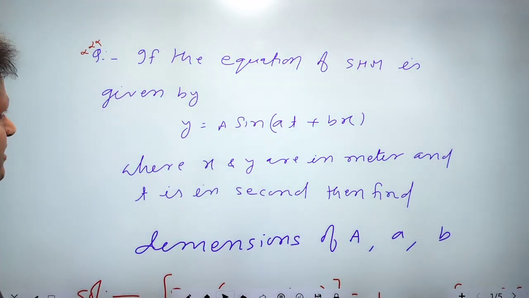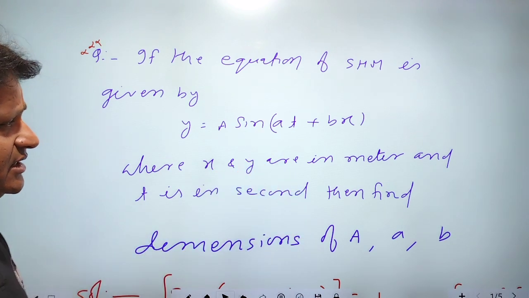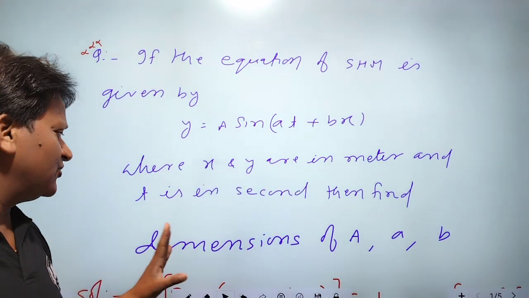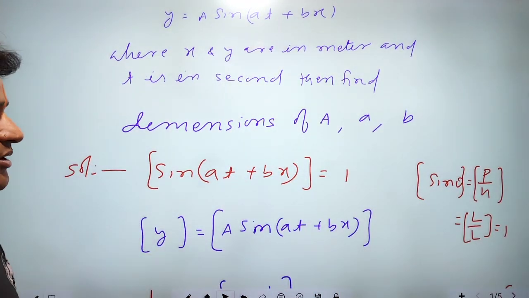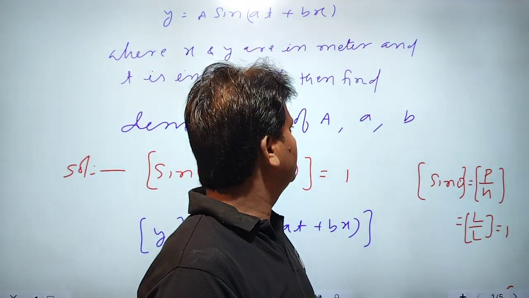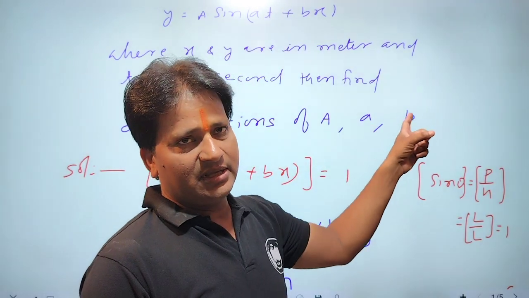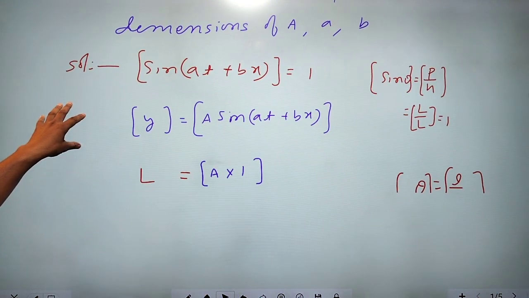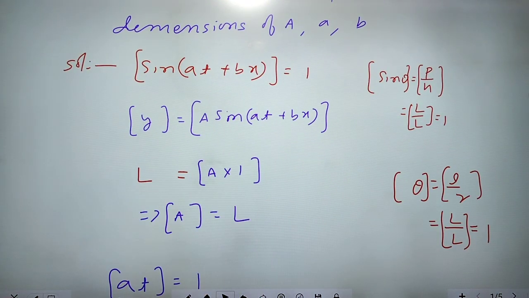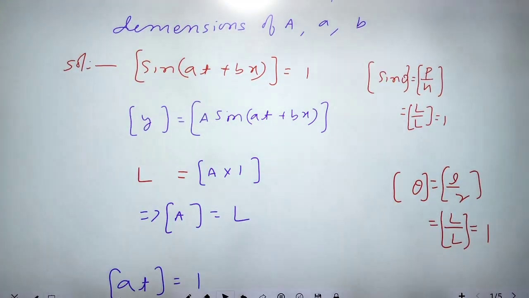This is an example question. If the equation of SHM is given by like this, where x and y are in meter and t is in second, then find dimensions of A, a and B. We have to find dimensions of unknown quantities capital A, small a and small b.